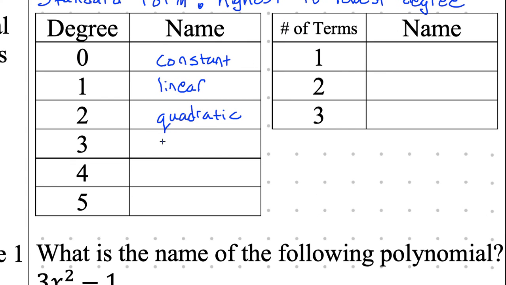And then degree 3 is called a, oh yeah, Wyatt, go for it. Can I take a shot at it? Yeah. Is it a cube? Oh, you're so close. It's cubic. Cubic. And that's from the word cubed, to the power of 3 means cubed.